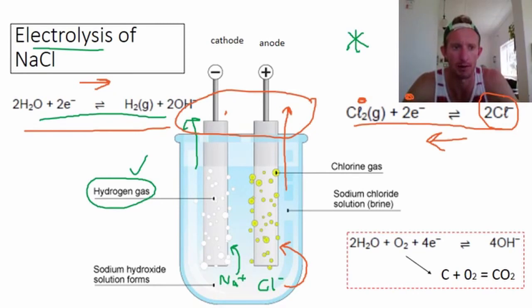That's problem number one. Problem number two, if you have this reaction happening at the cathode, you can see that water is being reduced and we are getting hydrogen gas, which is bubbling out, great, but hydroxide ions are forming. Okay, so in this now electrolyte, we're going to have hydroxide ions that are forming.